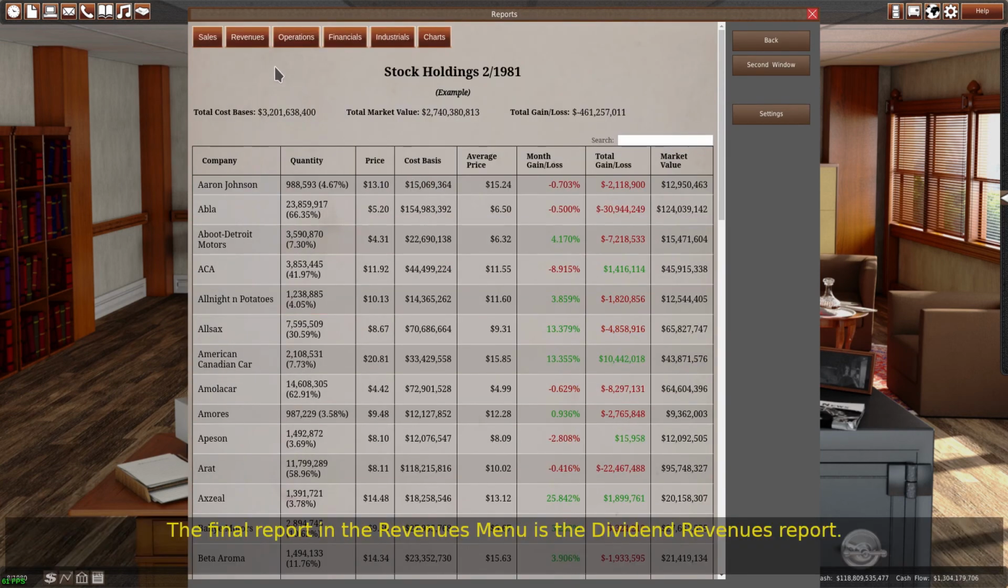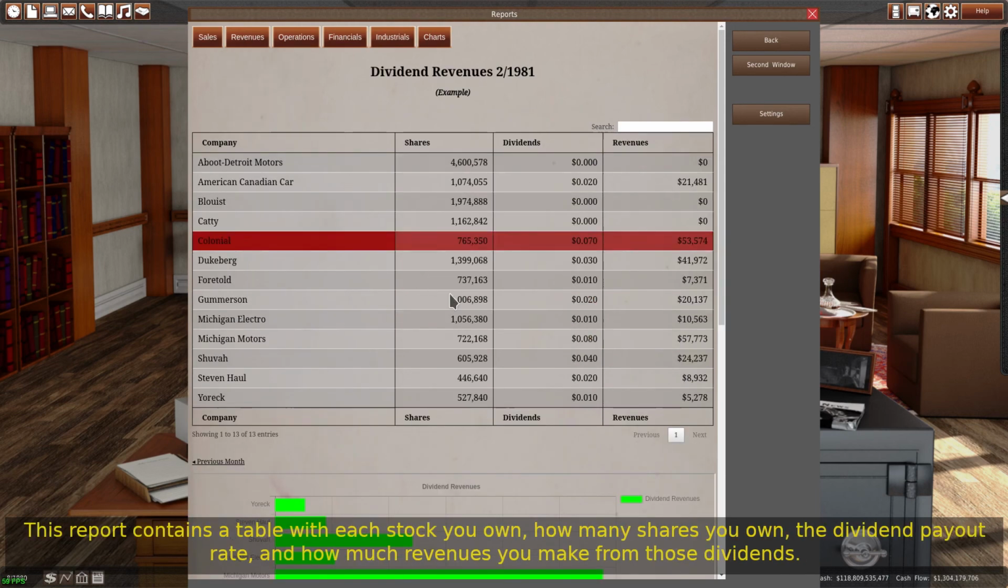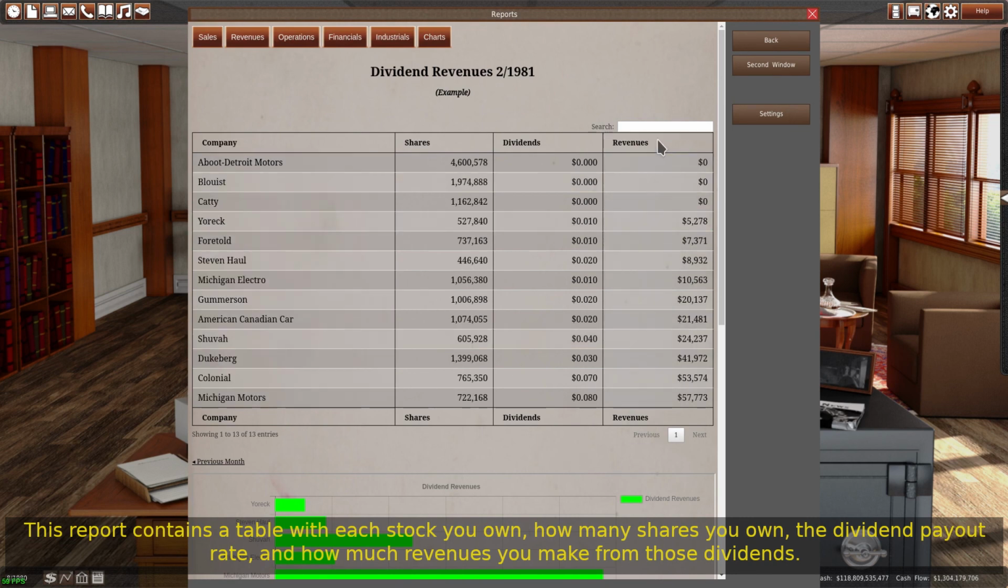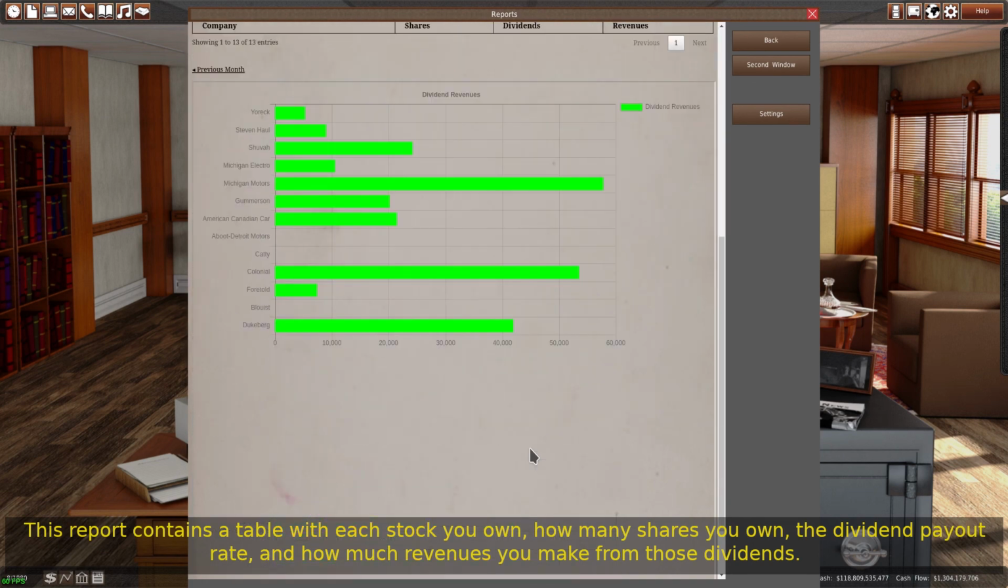The final report in the revenues menu is the dividend revenues report. This report contains a table with each stock you own, how many shares you own, the dividend payout rate, and how much revenues you make from those dividends.